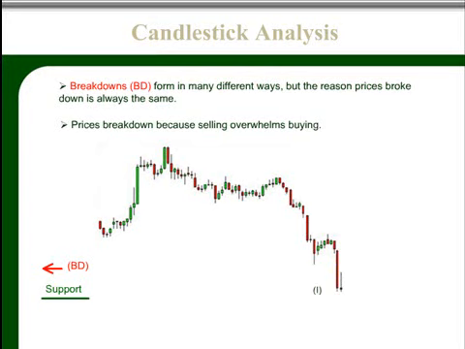Prices decline and find support for 2 bars at I. Mark off the lowest point of the 2 bars as support. When prices decline below support at J, that is when a breakdown has occurred.